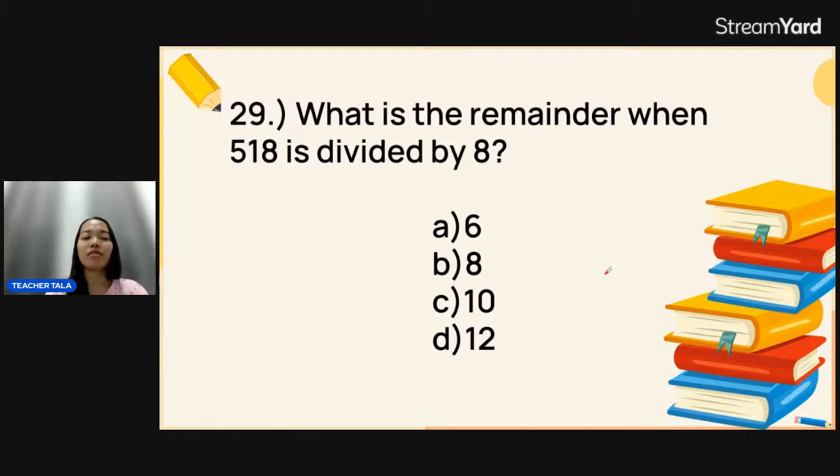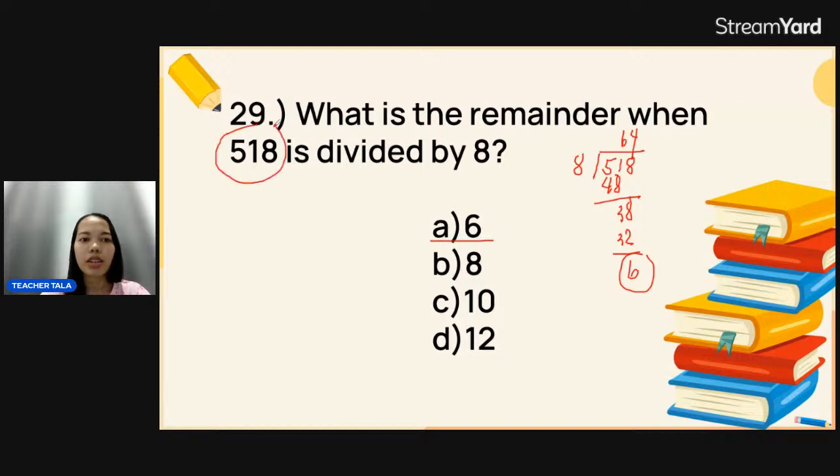What is the remainder when 518 is divided by 8? So, this is a question of divisibility. That is 8 times 5, 40, 48. That's 3, 38, 4, 32, and we have a remainder of 6. And is 518 divisible by 8? No. Why? Because there is a remainder. When you say divisible, it means that a certain number can be divided exactly with no remainder by that divisor, by that certain number. Okay, so the answer here is 6.